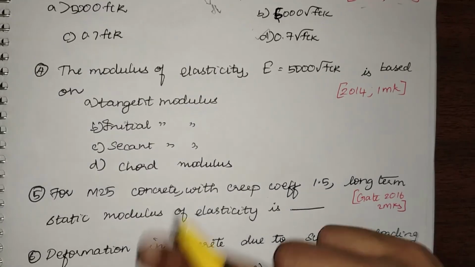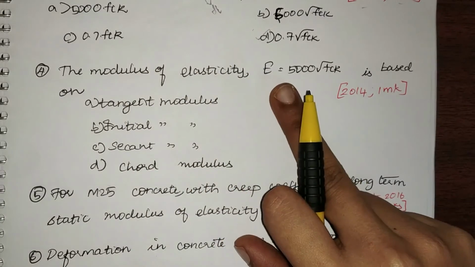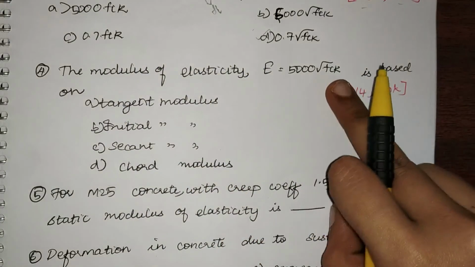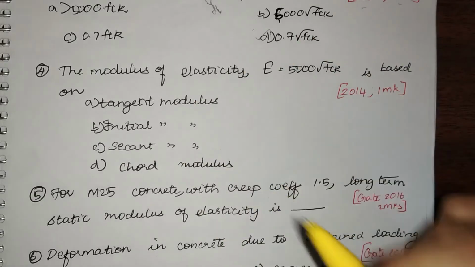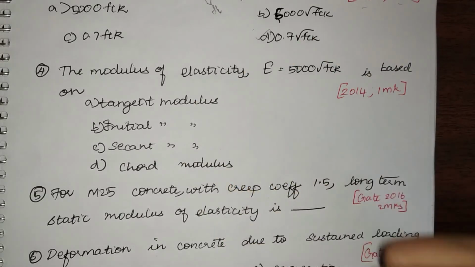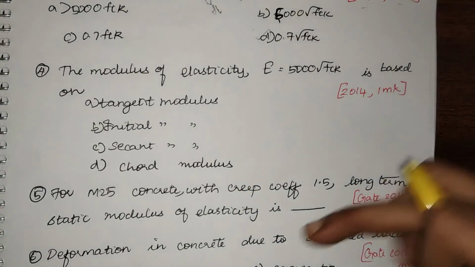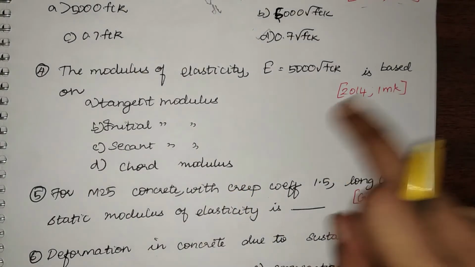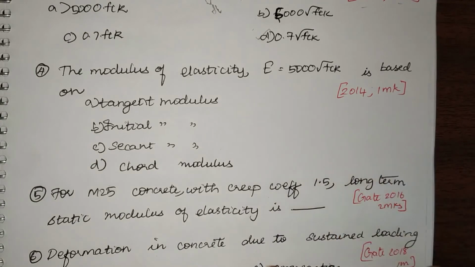Okay. So the modulus of elasticity E is equal to 5000 root FCK is based on what? Tangent modulus, initial tangent modulus, secant modulus, chord modulus. I'm sure as I was reciting the question, you guys knew the answer. So comment it now. This was asked in GATE 2014 for 1 mark.